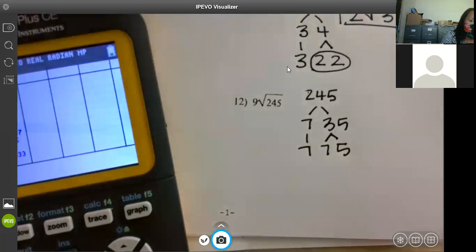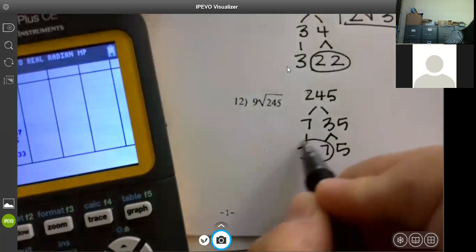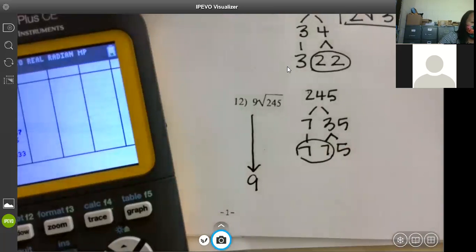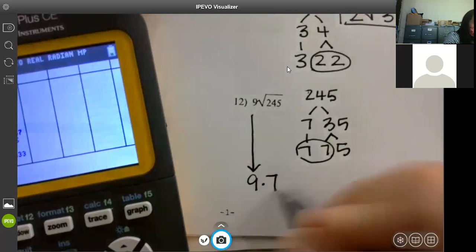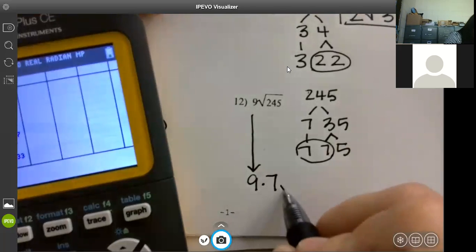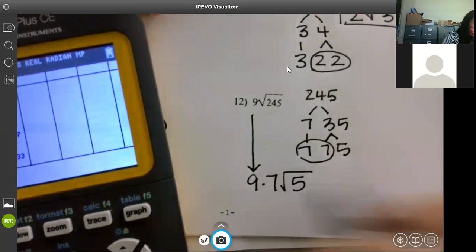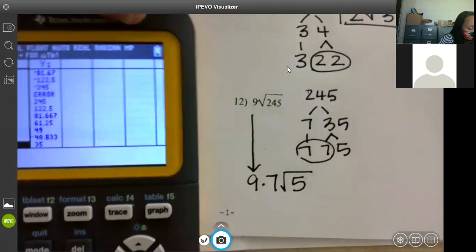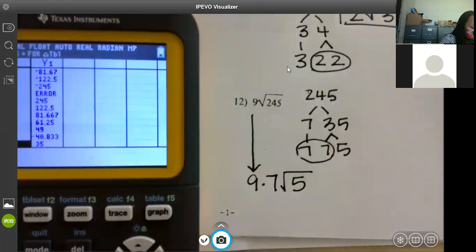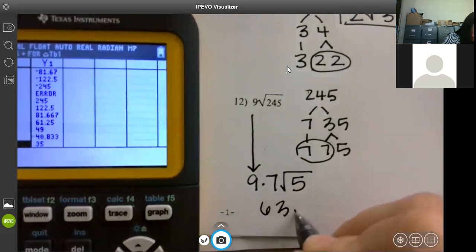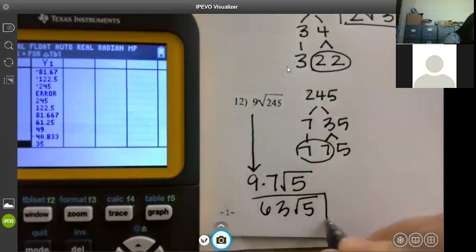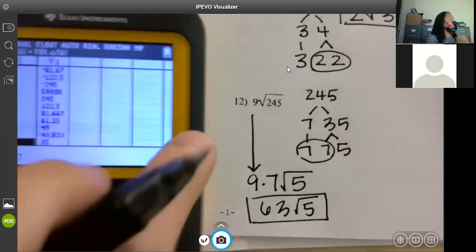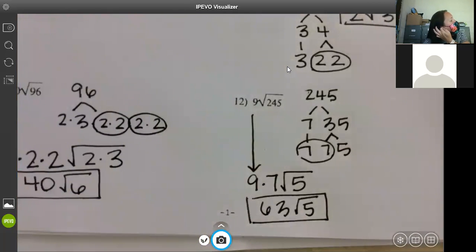Do we have a pair? Yes. Okay, so we're going to take out a 7, but we already have a 9 on the outside. We're going to multiply that by the 7 we took out, and we did not circle the 5. Again, if you have to use your calculator, use your calculator. 9 times 7, 63, and we left the 5. Y'all, that's it. That's simplifying square roots, okay? So don't make it more complicated than what it is.